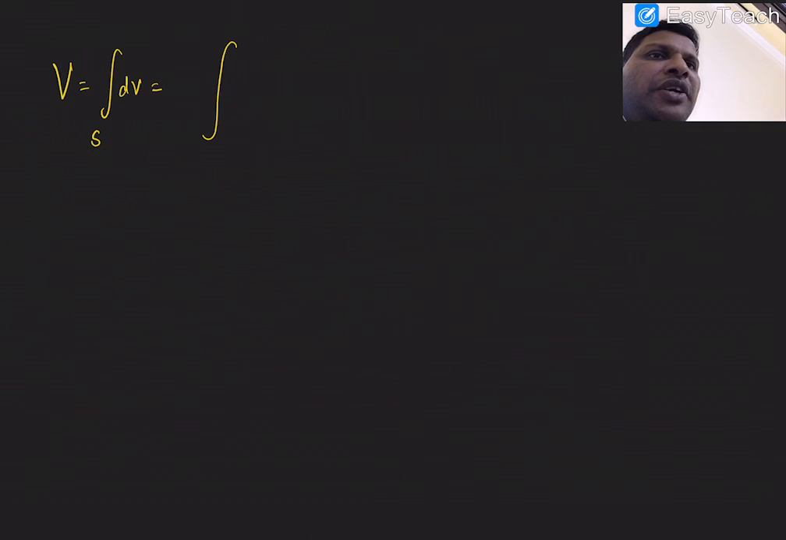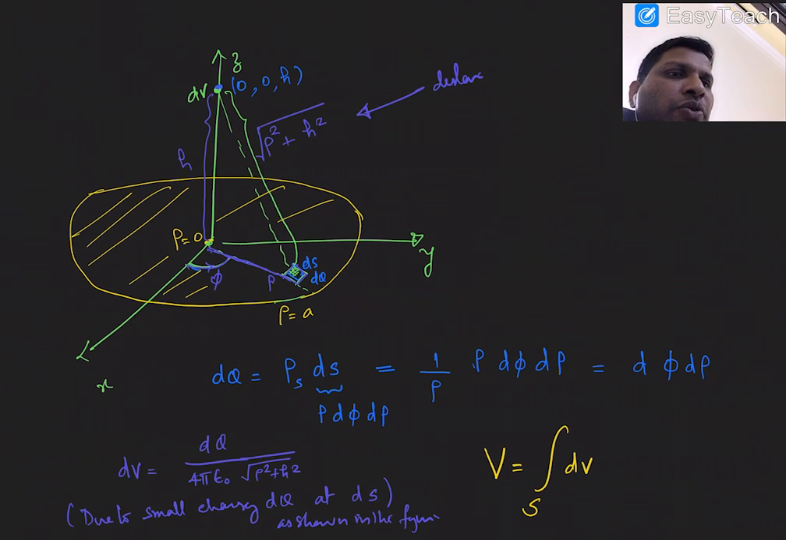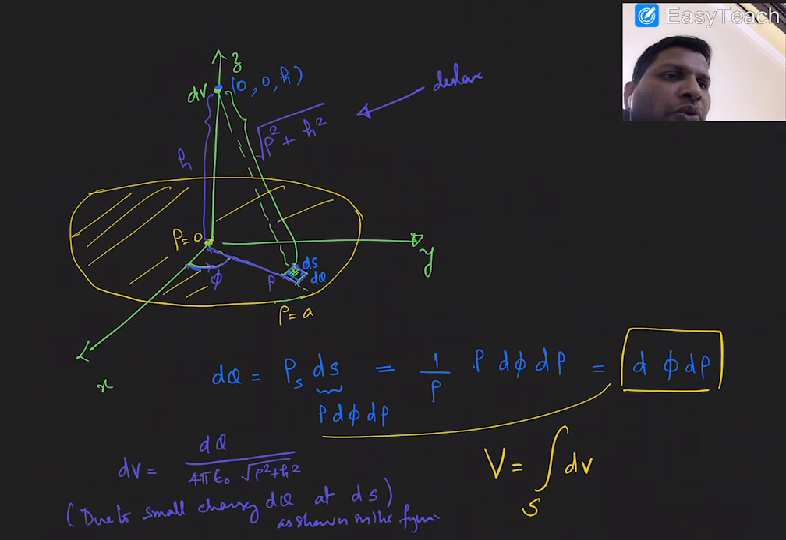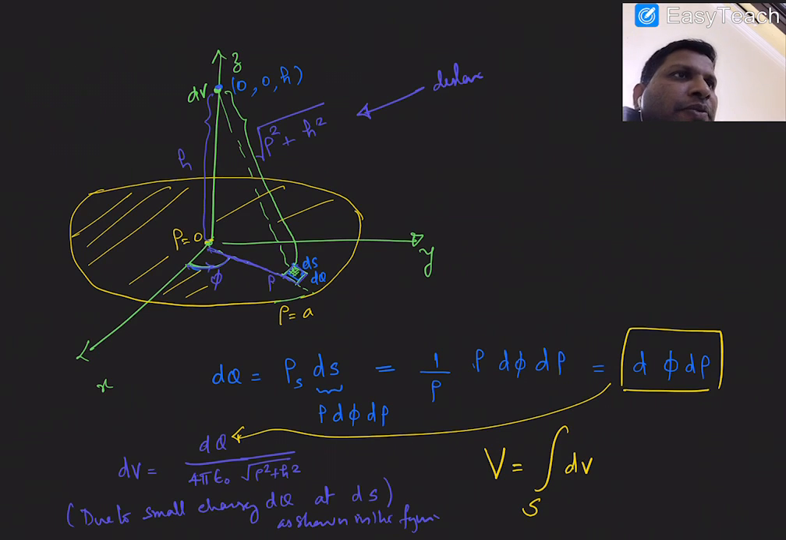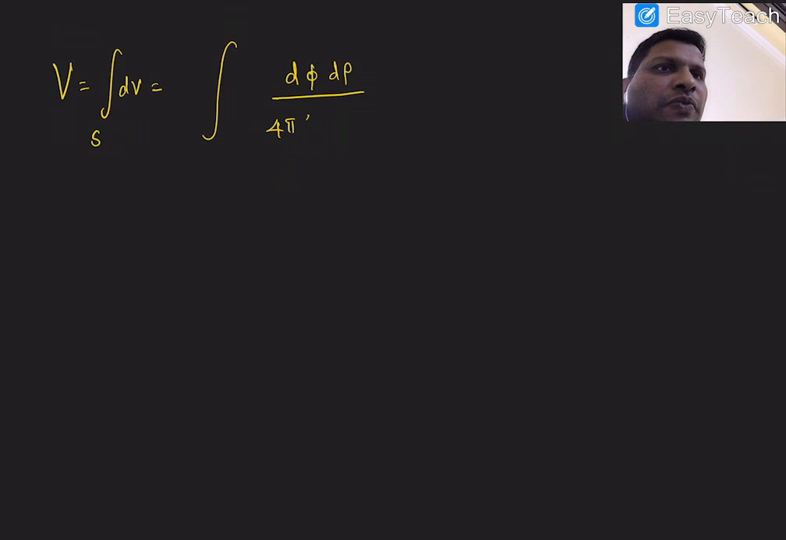Now we have to integrate dV. What is dV? We have already seen dV is equal to dq. So what is dq? We have to substitute it here. Dq is given as d phi into d rho divided by 4 pi epsilon 0 into square root of rho square plus h square.